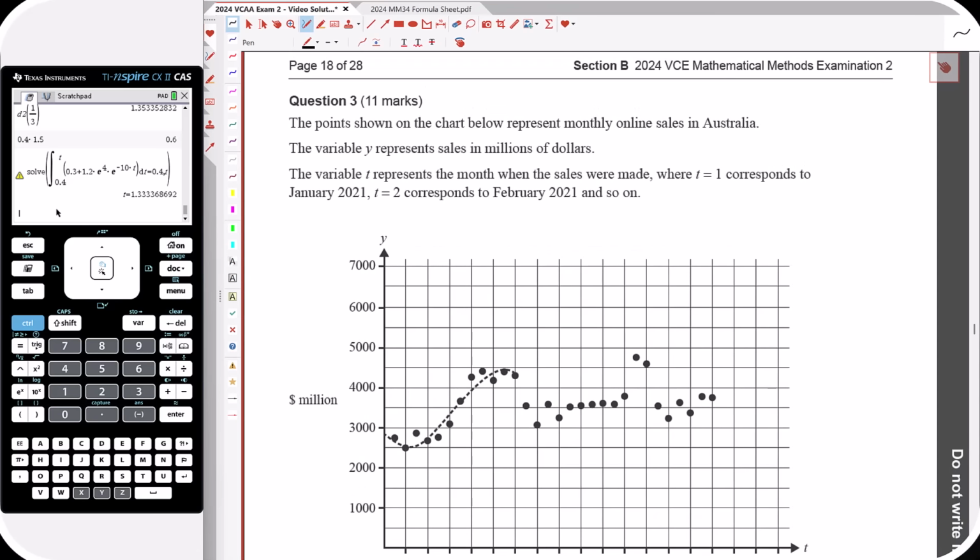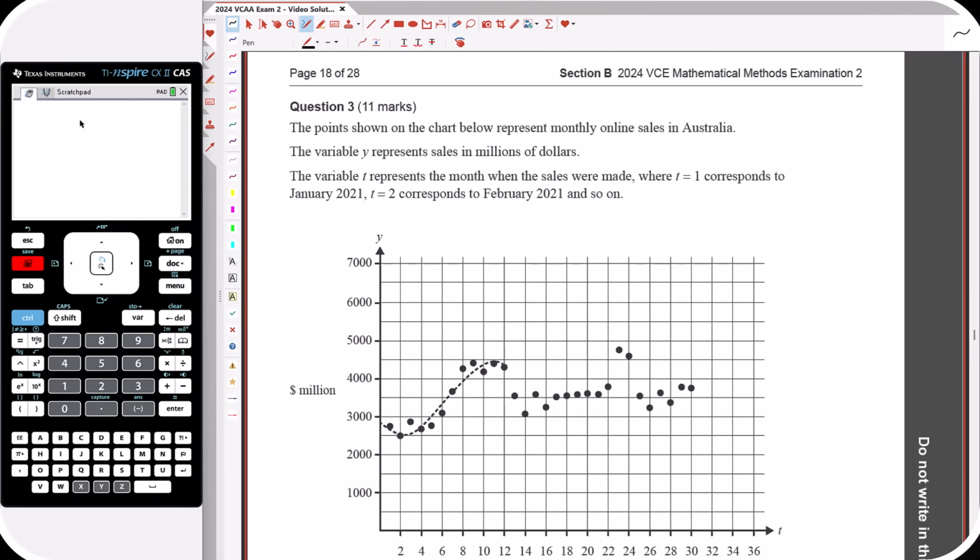Okay, and we're on to question 3. So there's actually been quite a bit of a jump between me recording the answer to question 2 and moving on to question 3, so apologies if there's a bit of a shift in the recording there.